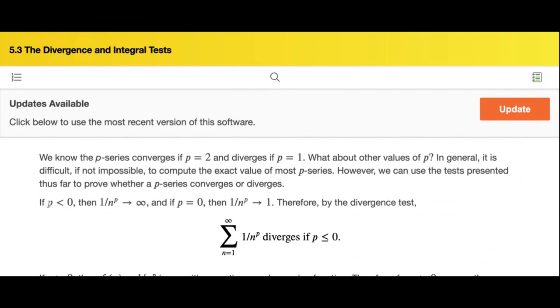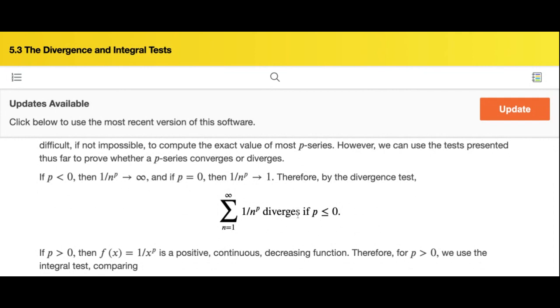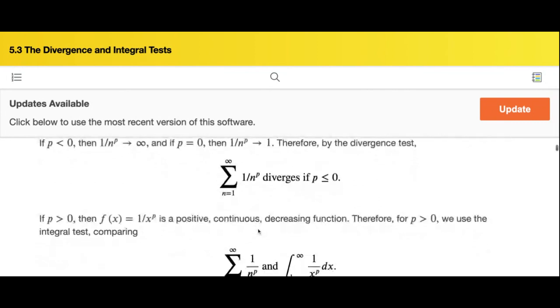If p is less than 0, if p is a negative number, 1 over n to the p is just n to the |p|, and it goes to infinity. If p equals 0, that's just 1, and adding up infinitely many ones, it diverges. So therefore, by the divergence test, 1 over n raised to p diverges if p is less than or equal to 0. If p is not positive, the series diverges. So now comes p positive.